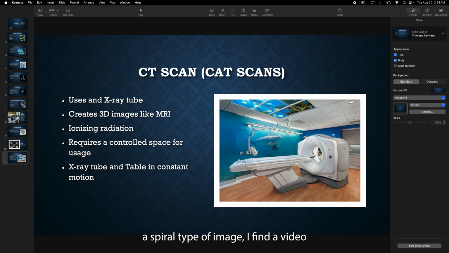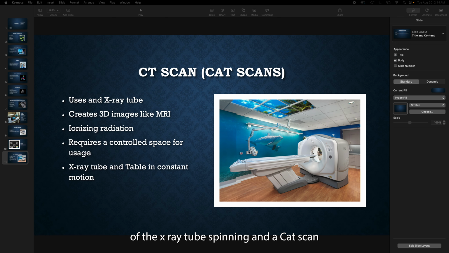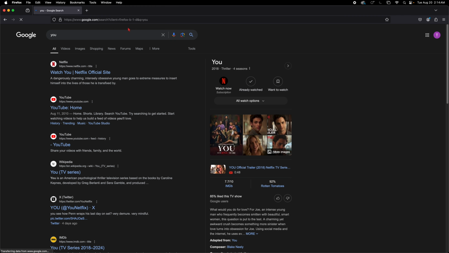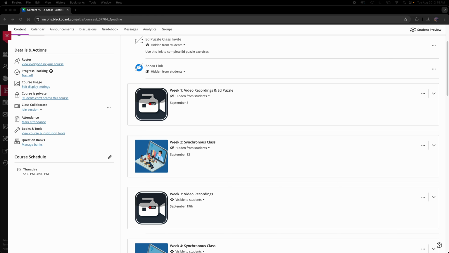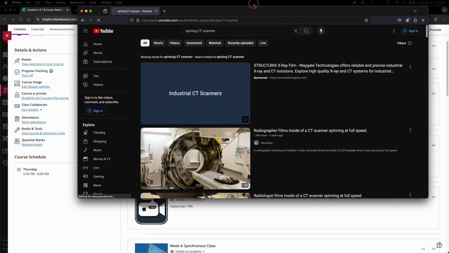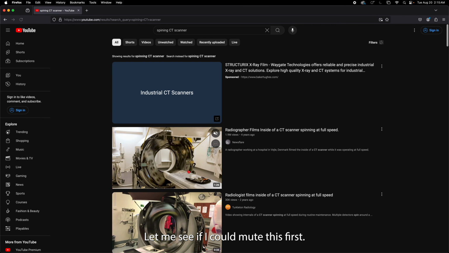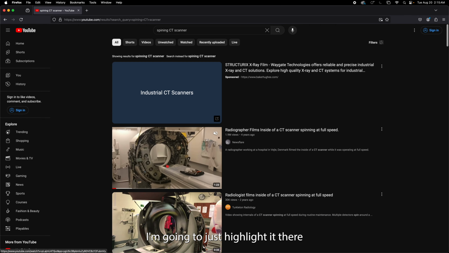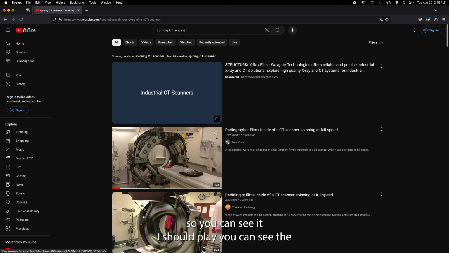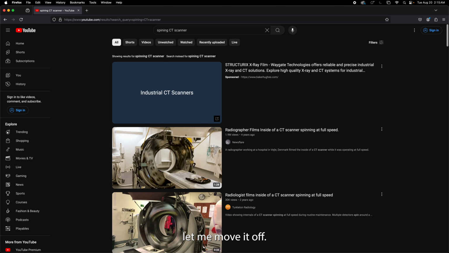I'll find a video of the X-ray tube spinning in a CAT scan. Give me 1 second, let me find it down here first. And it's actually pretty daunting, so it makes sense why it's all enclosed and there's no transparent CT scanner, right? Because it's a lot of moving parts. Let me see if I can mute this first. I'm gonna just highlight it there so you can see it. Let me move it off and go back a little bit.